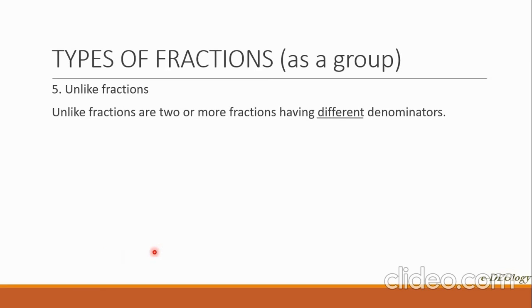Another group of fractions, we call them unlike fractions. Unlike fractions are 2 or more fractions having different denominators. Example, we have 2 fractions here grouped together, but they have different denominators: 4 over 9 and 1 over 7.